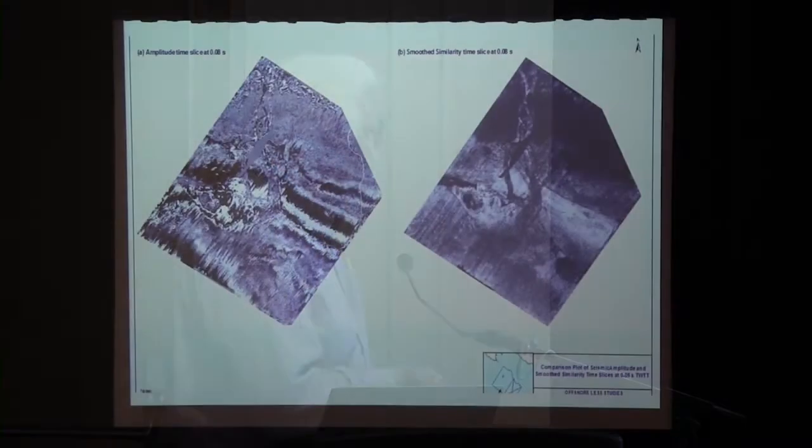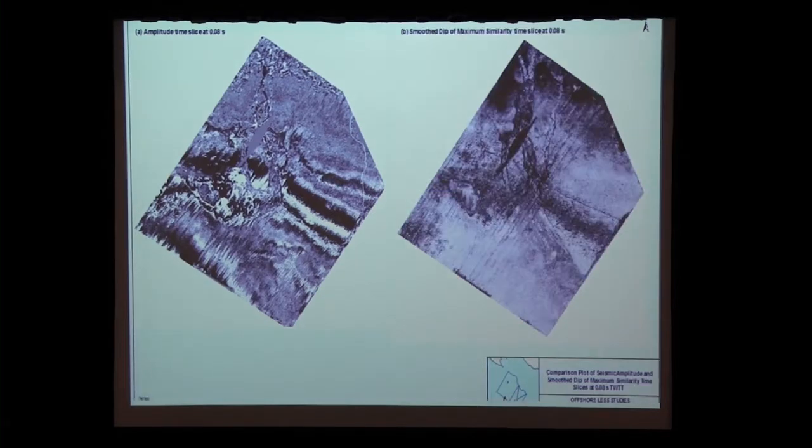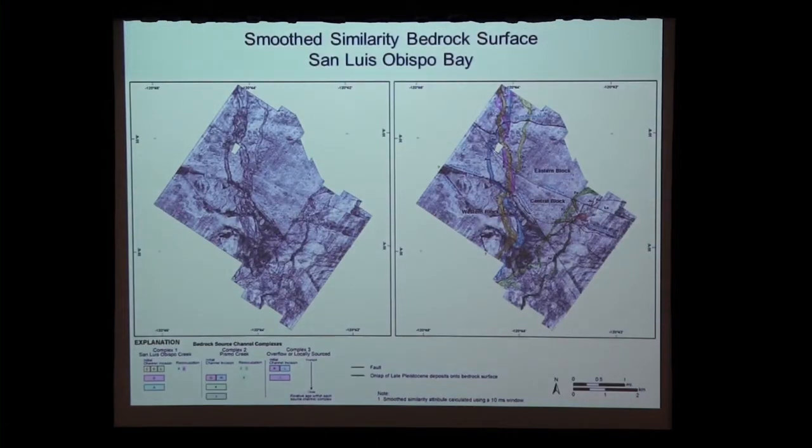On the left here is just an amplitude. Here is a smooth similarity time slice at about 0.08 seconds deep. And we use another one here, which is called the smooth dip of maximum similarity. Again, I point out that we can start seeing some very finite structures that we hadn't been able to recognize prior to this. So using those types of attributes, we're able to see fine lines in here as well as channels and other features. We've interpreted here. I'll get back to that in a short while.